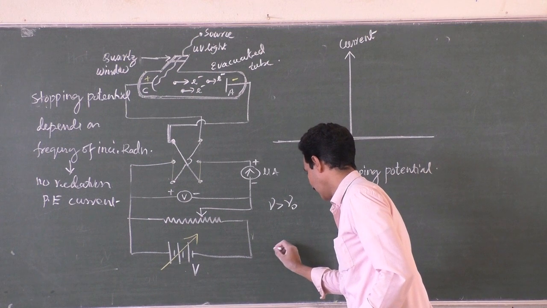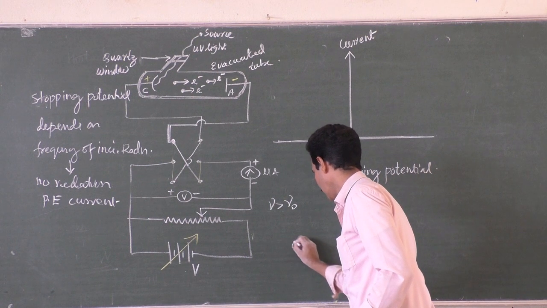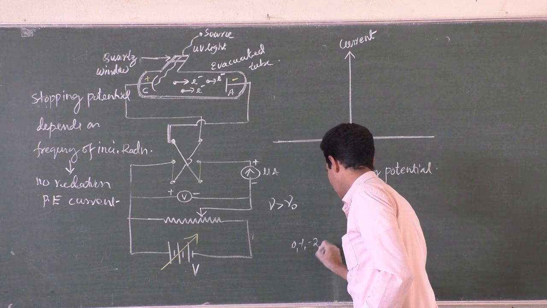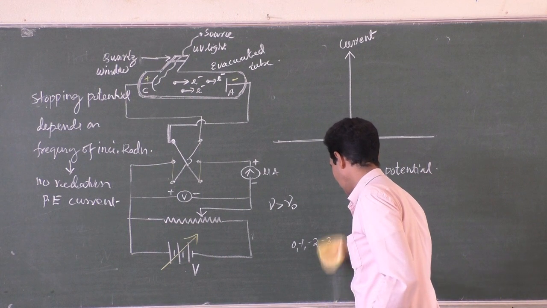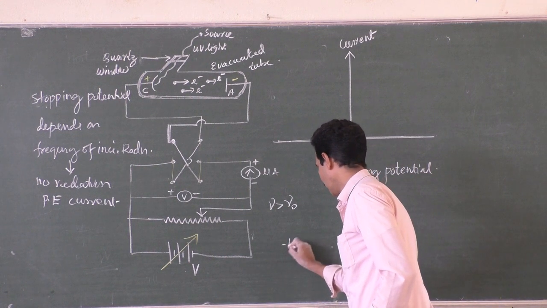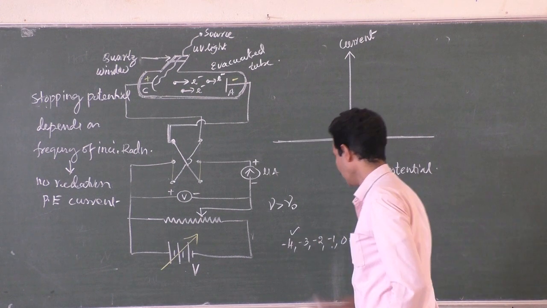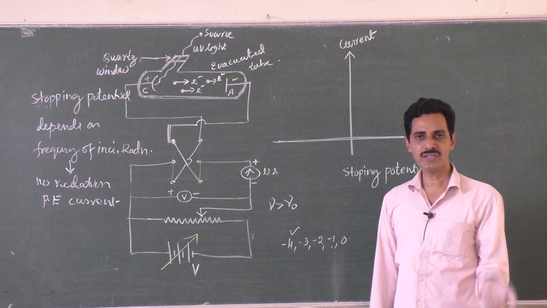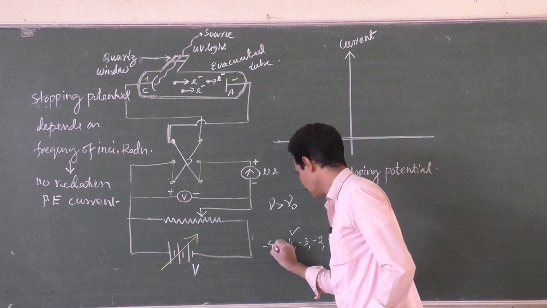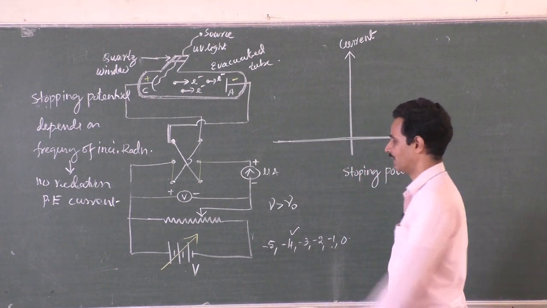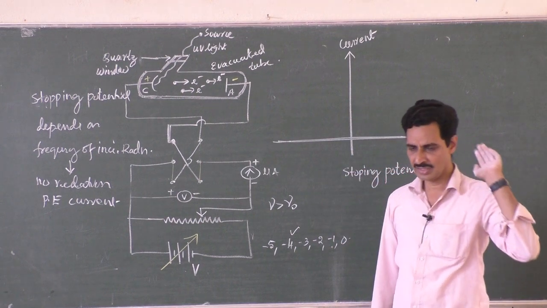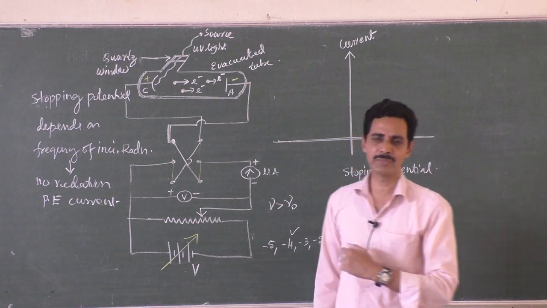I will write the values. Say if it is 0, -1, -2, -3, I will write it in the reverse order: -4, -3, -2, -1, 0. -4 volt is sufficient to stop the electrons. Say it is -5 itself. I have given sufficient negative potential so that it is greater than the stopping potential also.